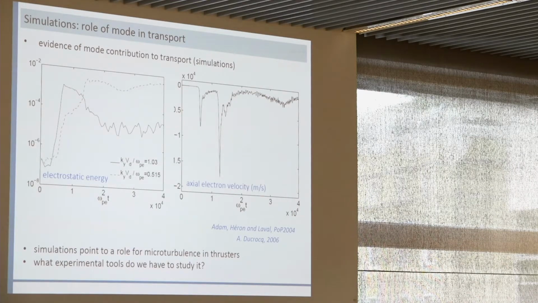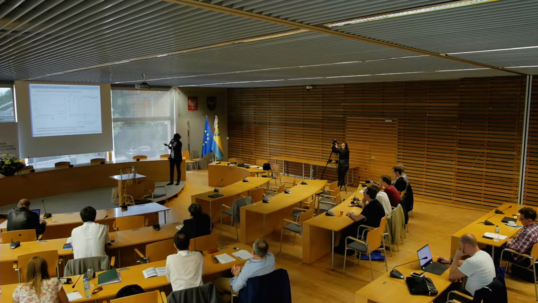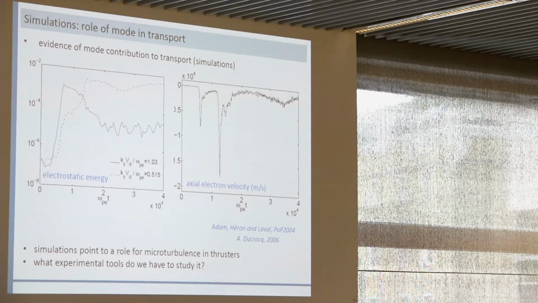Another thing I want to mention is that when you look at the current which develops in the simulations, it turned out that this was the only effect that you needed to consider in order to calculate the exact correct value of the electron current. So it is very suggestive that this is something that we should look into further. So the question is, what experimental tools do we use?